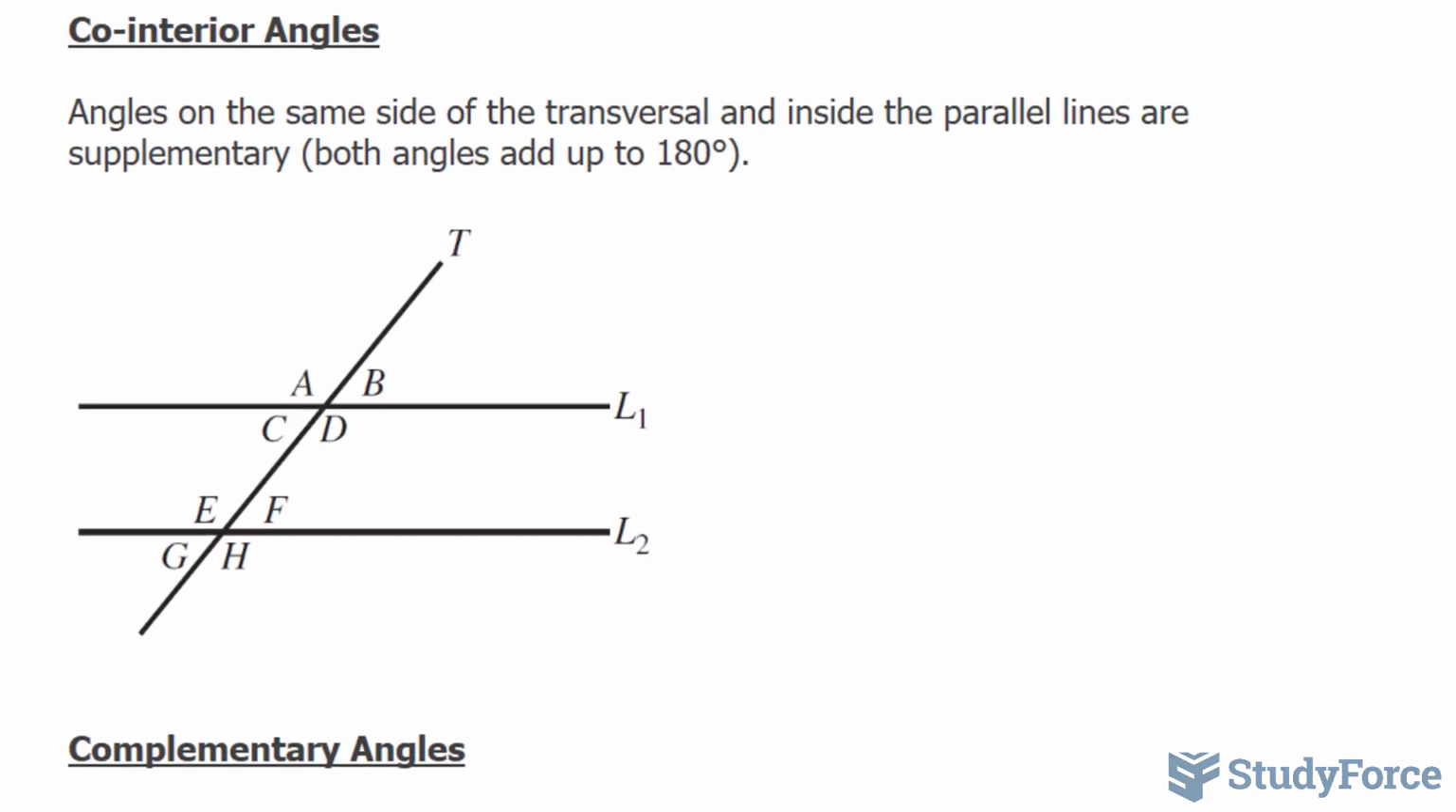Next, we have co-interior angles. This is when angles on the same side of the transversal and inside the parallel lines are supplementary. That is, they add up to 180 degrees. For instance, notice F and D are co-interior angles on the same side of the transversal. Therefore, if D were, let's say, 110 degrees, F would have to be 70 degrees, because together D and F need to equal to 180 degrees. So wherever you can spot a C or a U, whether it's facing the correct way or the opposite way, those angles are co-interior angles.